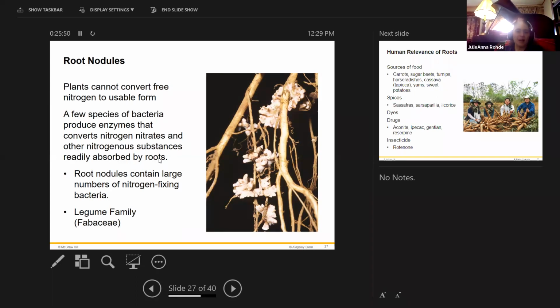So root nodules can form. That's what you see here in this picture, these root nodules, and that's where the bacteria live. We call it nitrogen fixing. It fixes it. It takes it from something that's not usable and fixes it so we can use it. So that's where that term comes from. They're going to live in these nodules and do that, and that benefits the plant.